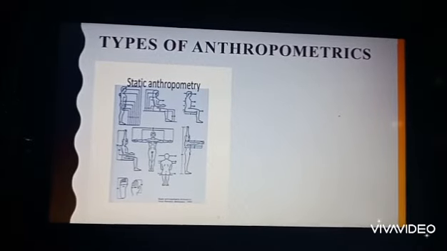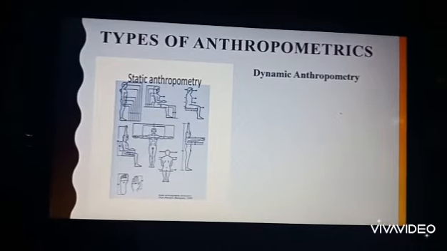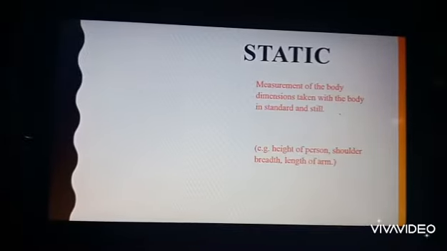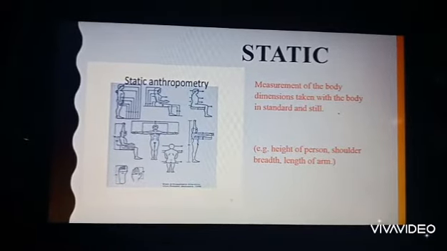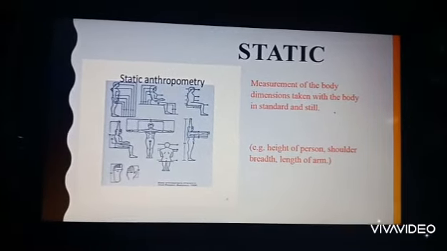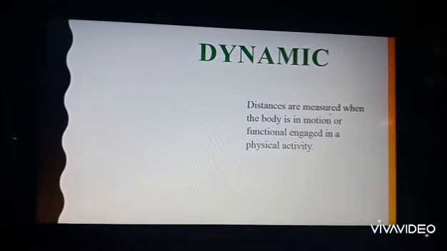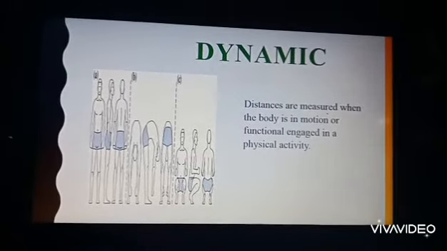The types of anthropometrics. The first one is static anthropometry, and the second one is dynamic anthropometry. Static anthropometry: measurement of the body dimensions taken with the body in a standard position and scale. Examples are height of a person, shoulder breadth, and length of arm. Dynamic anthropometry: distances are measured when the body is in motion or functionally engaged in a physical activity.